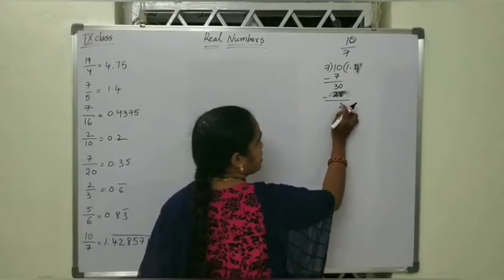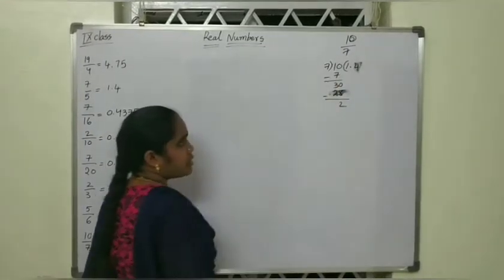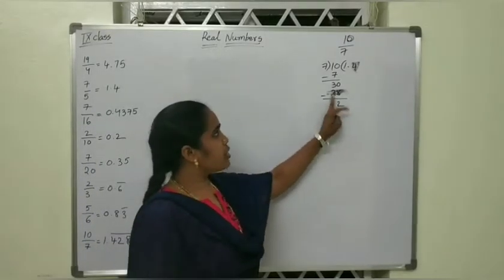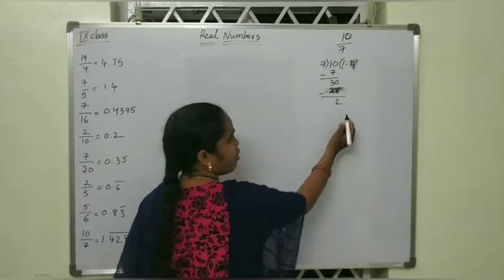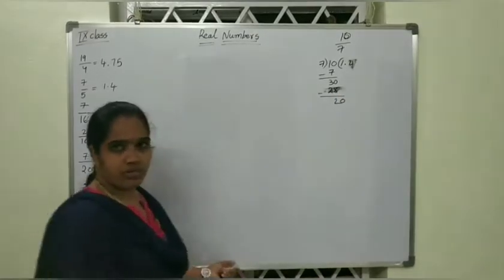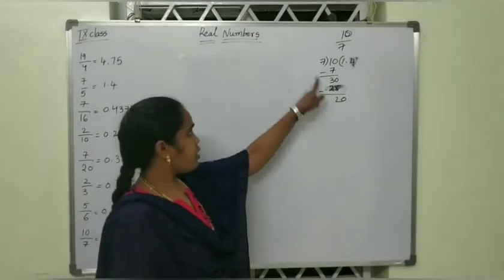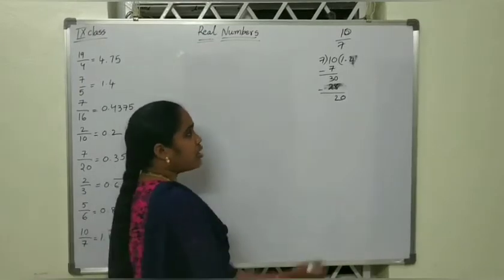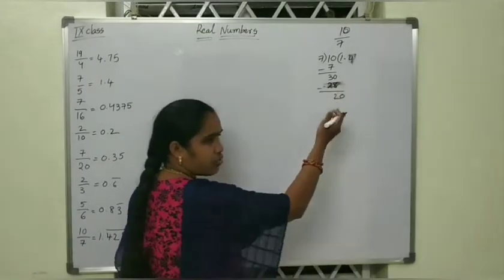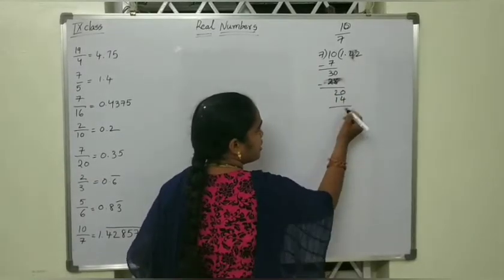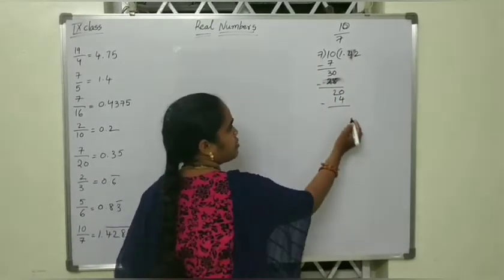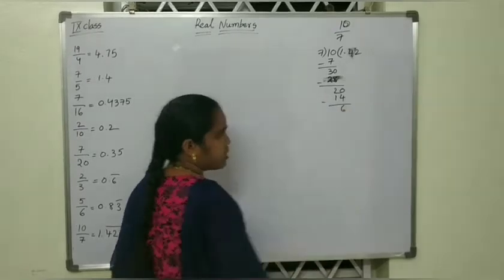Next, 2. Will you get 2 in the 7 table? No. 2 is less than 7. We already kept the decimal point, so then you keep 0. Only a 0. Next 20, how many times does it go in the 7 table? 2 7s are 14. So 2 7s are 14. Then subtraction: 20 minus 14 is 6.